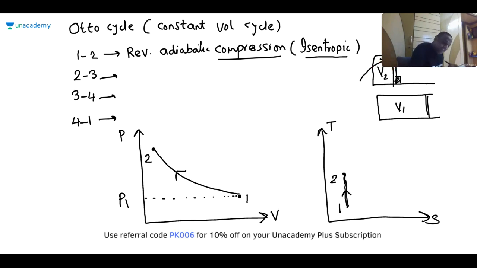So when we fix the supports and heat it, the volume is kept constant. It is a constant volume heat addition. 2 to 3 is a constant volume heat addition.